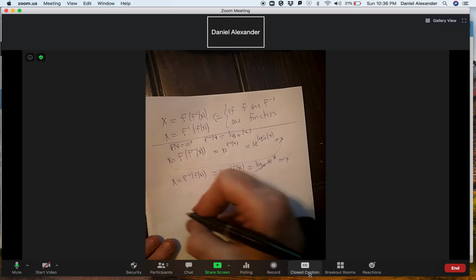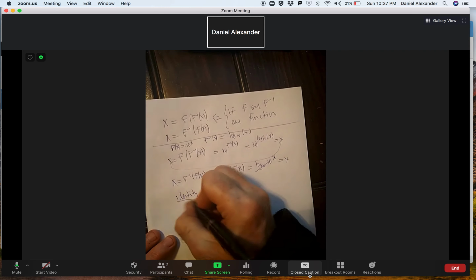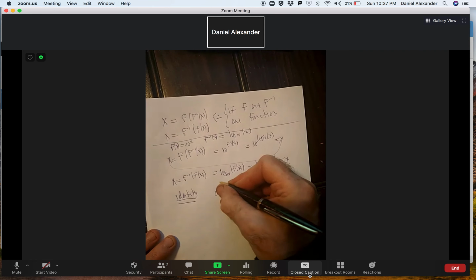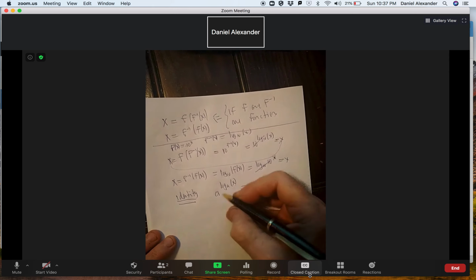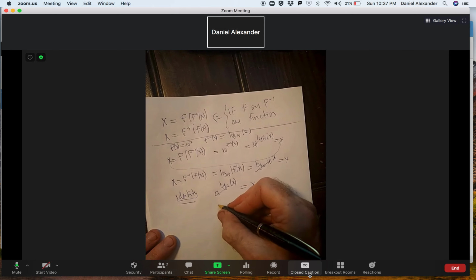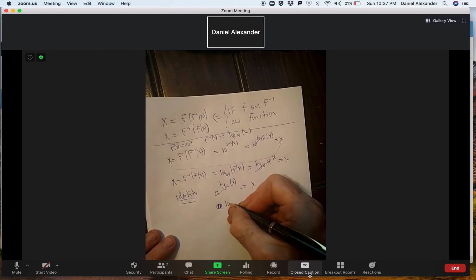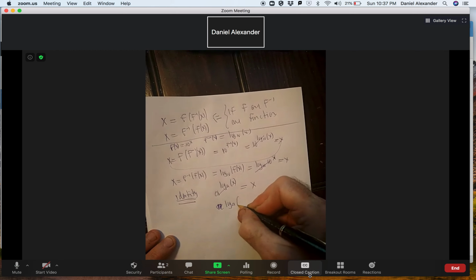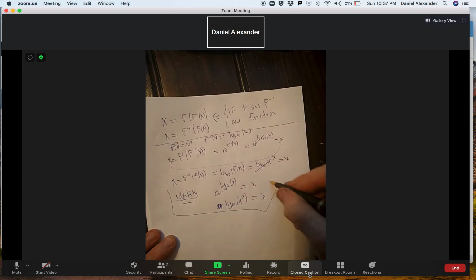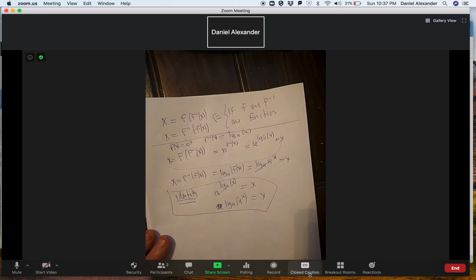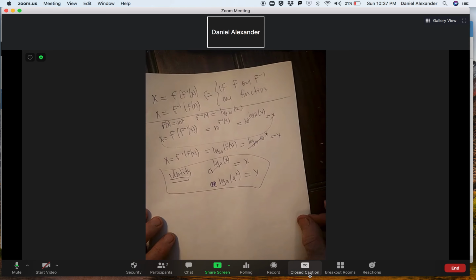Okay. So basically, we have this identity. And you'll see this in other classes, that a to the log a of x is equal to x. A's cancel. Likewise, log a of a to the x is also equal to x. So these are important things to keep in mind. Okay. So just some applications of the inverse.